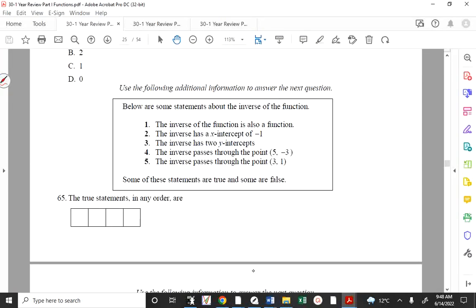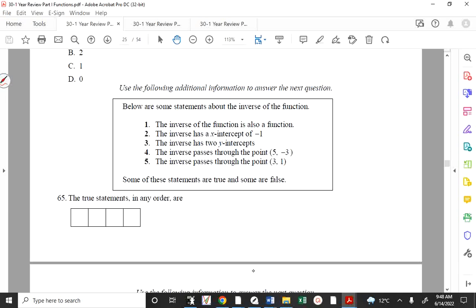The inverse has an x-intercept of -1. Well, again, I'm doing this whole x, y swapping properties thing. Look at the graph on paper. Is the y-intercept of the original -1? It is. So if the y-intercept of the original is -1, then the x-intercept of the inverse is -1, because x and y swap. So number 2 is correct.